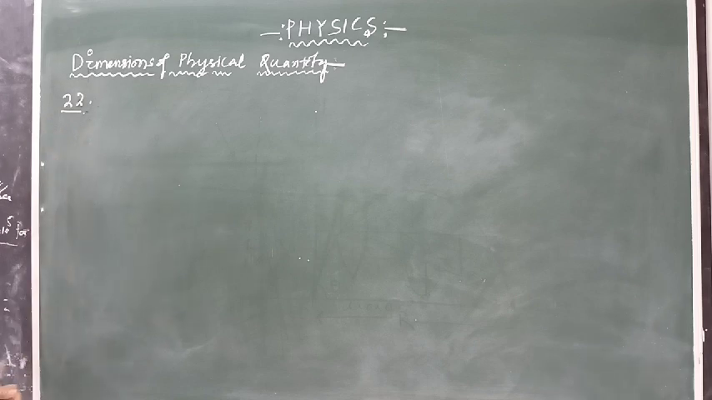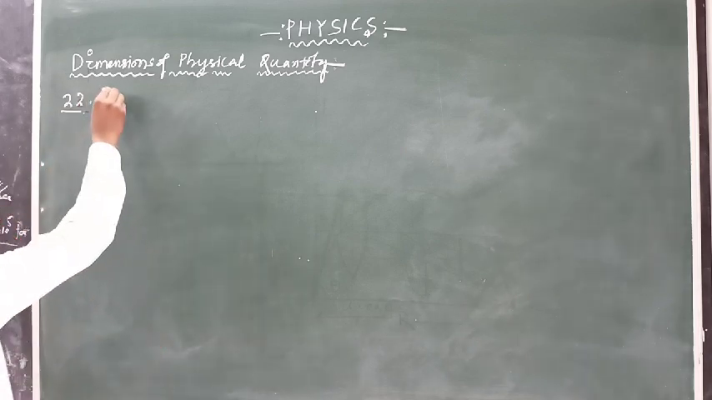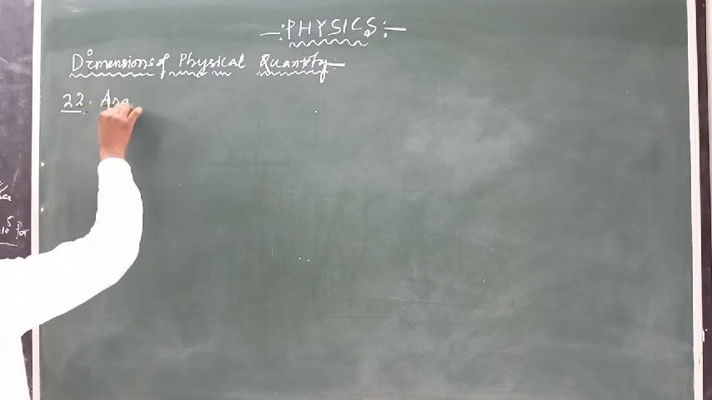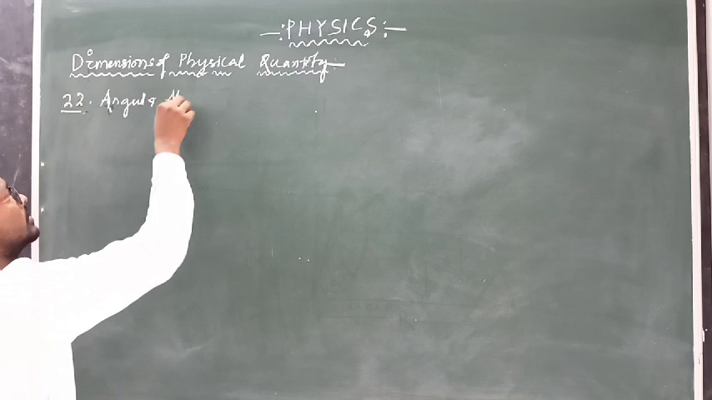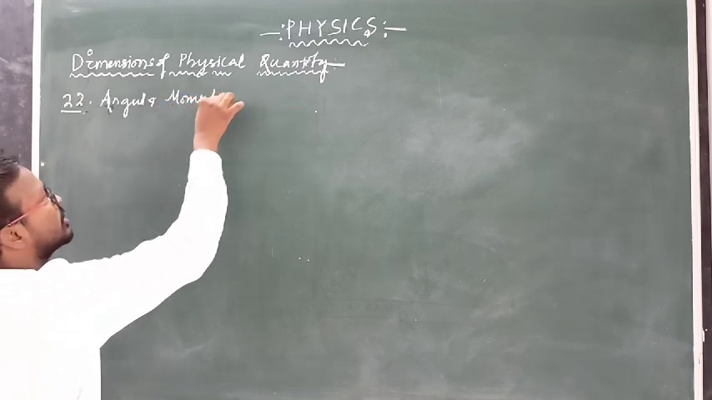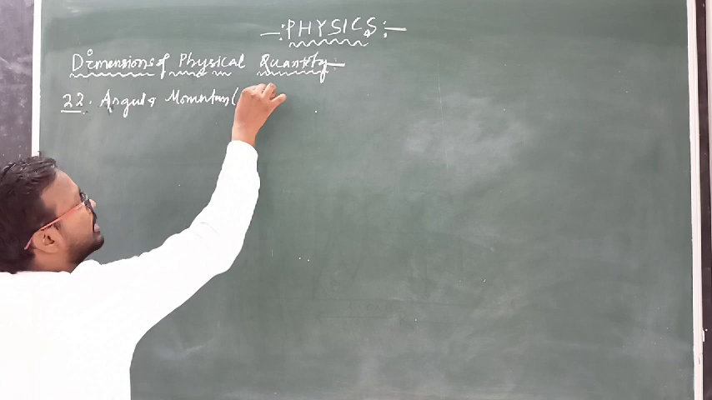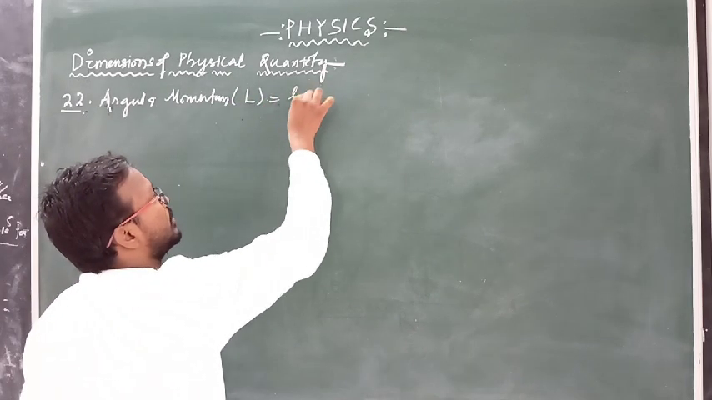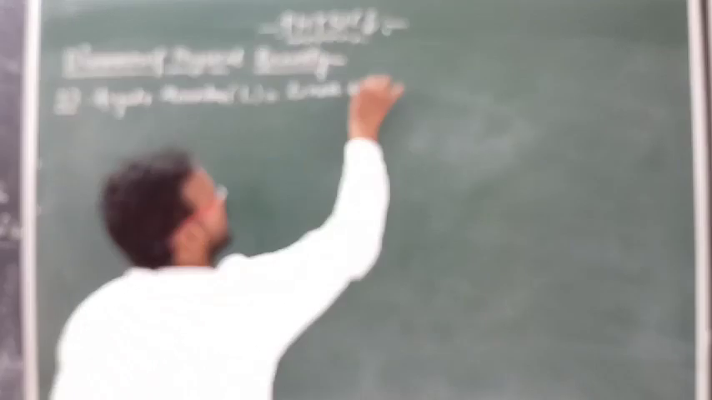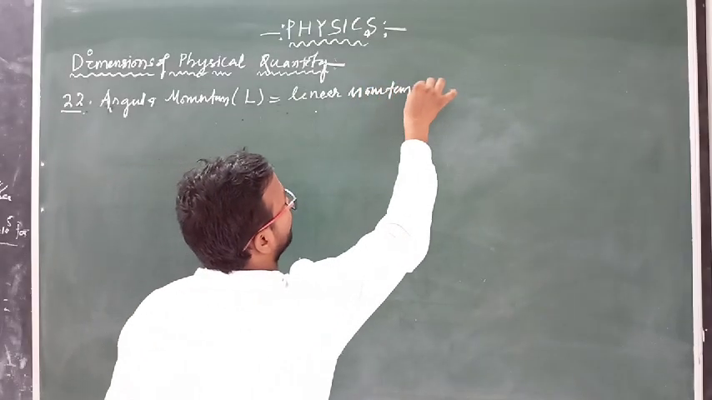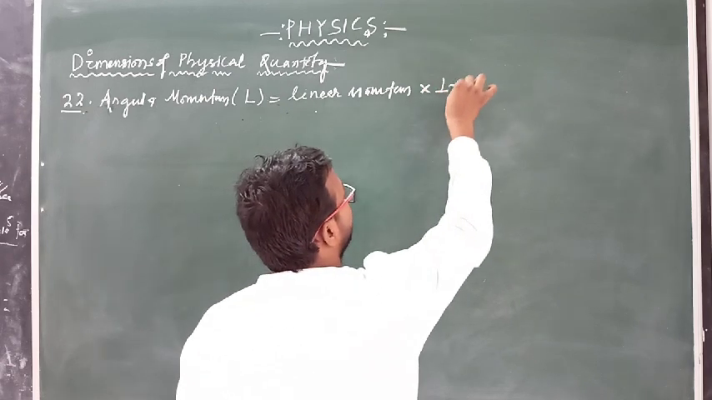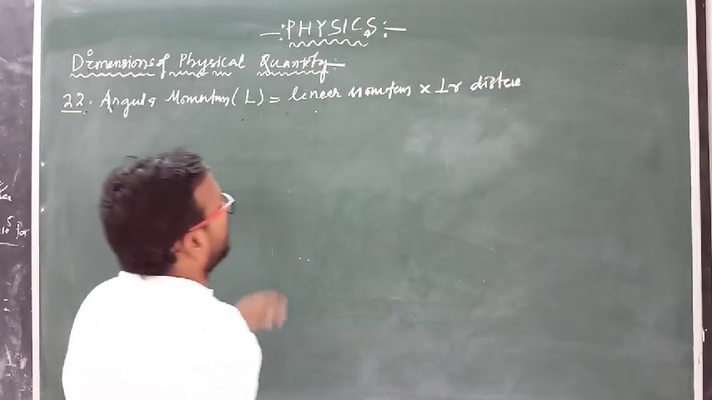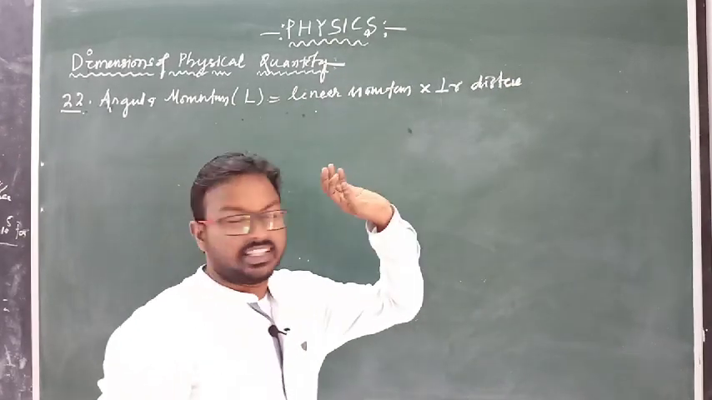So now let's start the dimensional formula number 22, and this is angular momentum. Angular momentum is represented by capital L. That means it is the product of linear momentum into perpendicular distance, or you can say linear momentum with perpendicular distance.